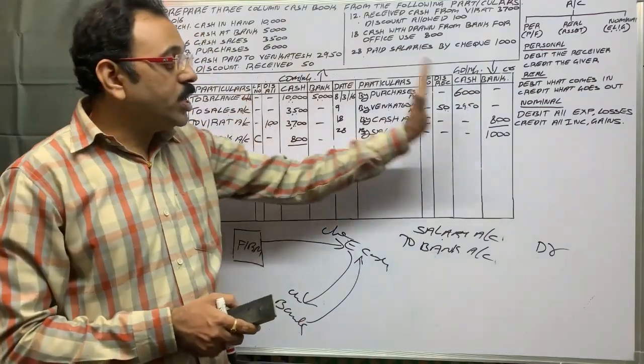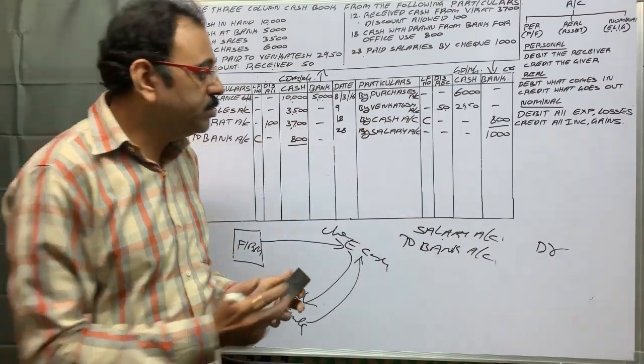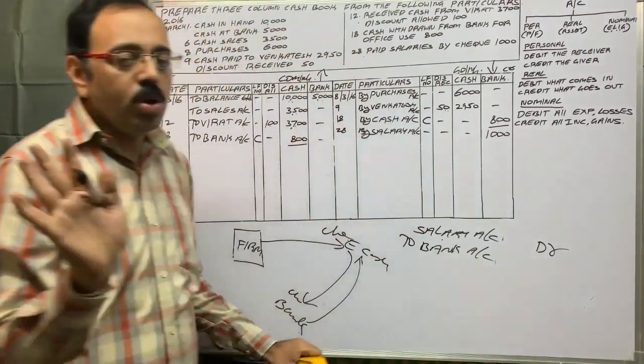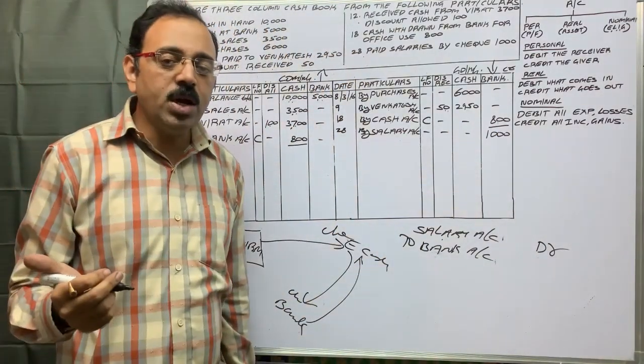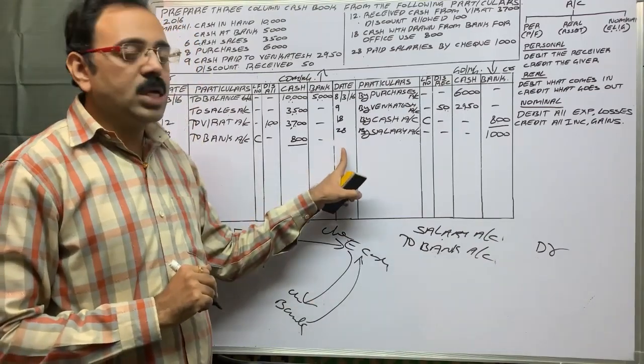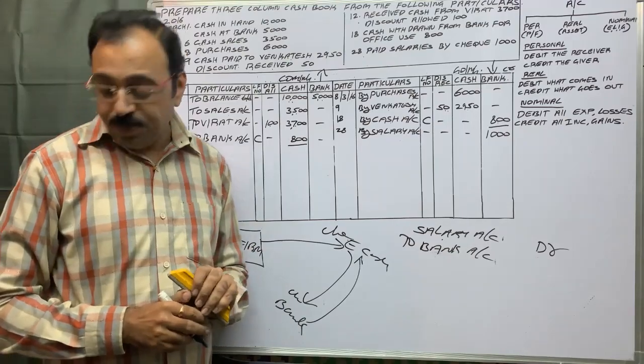By using the shortcut method also, we can post the transactions like this. So which one is convenient to you? You follow that method, shortcut method or journal entries method. Now posting is completed. Then the next step is balancing.